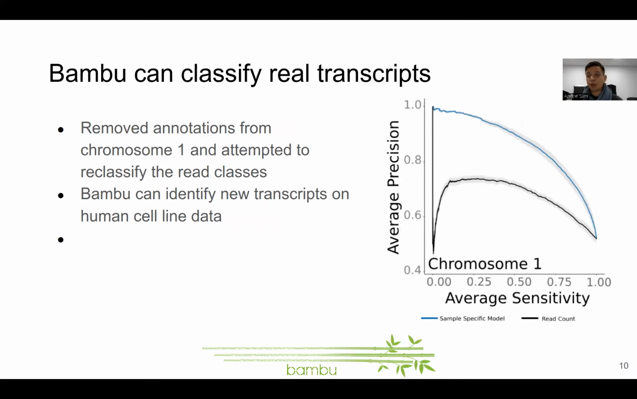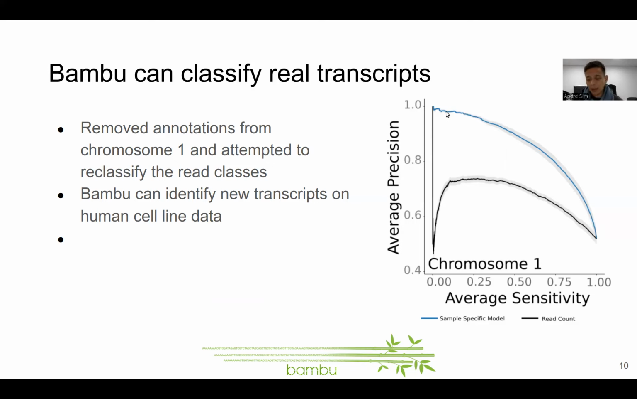Now, to see if our model is actually able to capture this signal behind whether a read class represents a true full-length transcript or not, what we did is we removed the annotations from chromosome 1 and attempted to reclassify these read classes. So can we re-annotate the transcripts that we see on chromosome 1 without the annotations using the model that we learned? And indeed, what you can see is if we compare this to just ranking the read classes by their expression levels, so their read counts, our transcript probability score greatly outperforms when looking at the area under the curve of a precision recall plot.